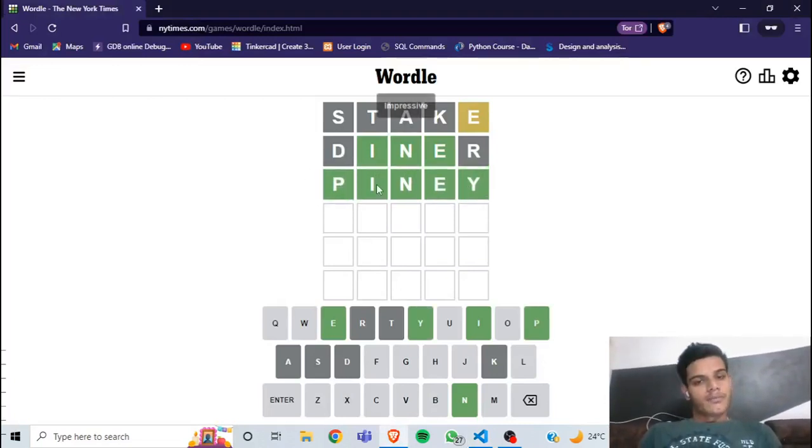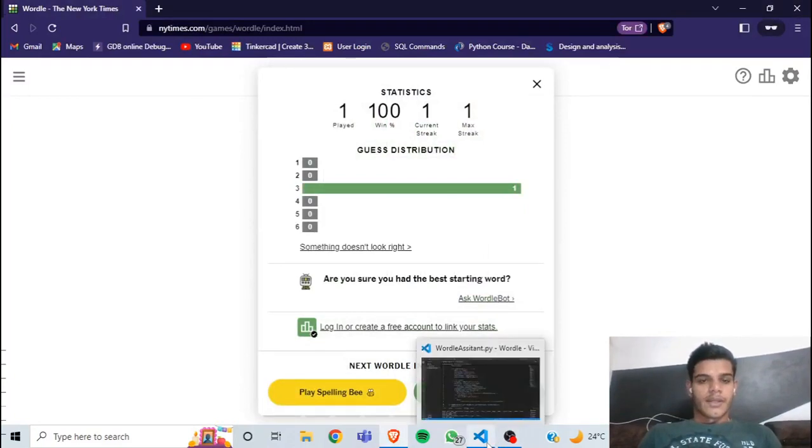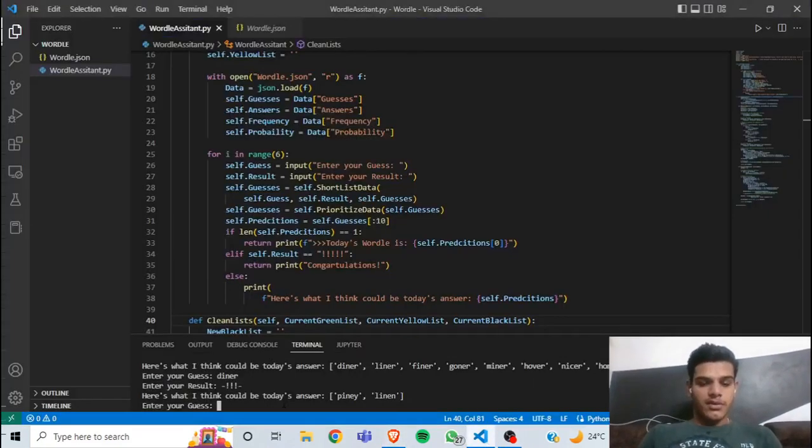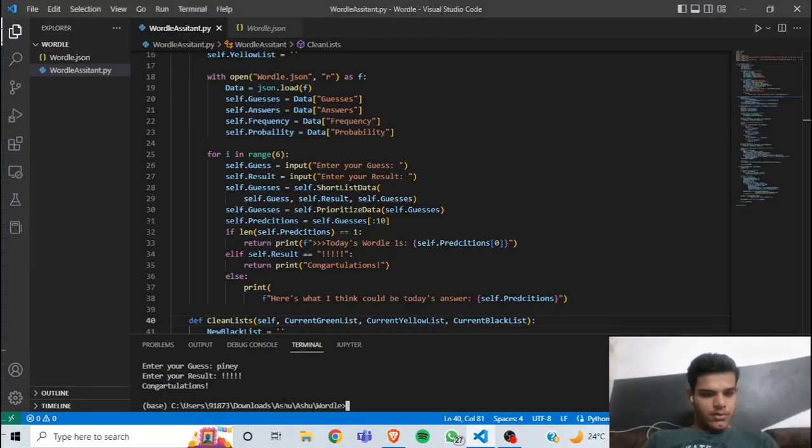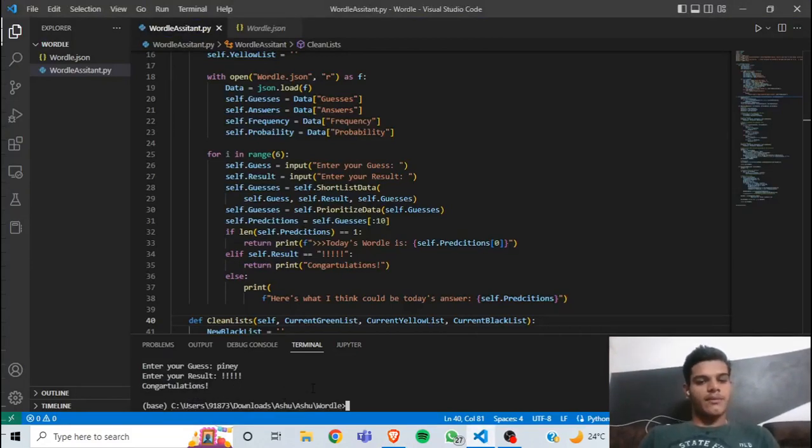Impressive. We got the answer of it, and its win ratio is 100%. Enter the guess, piney. So the result is all exclamations. Congratulations, we got the answer. It is basically that program.